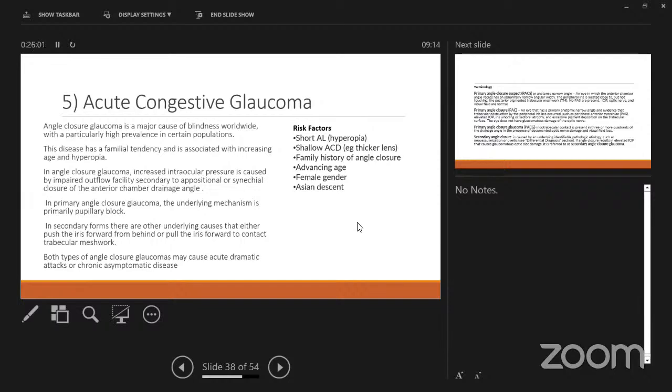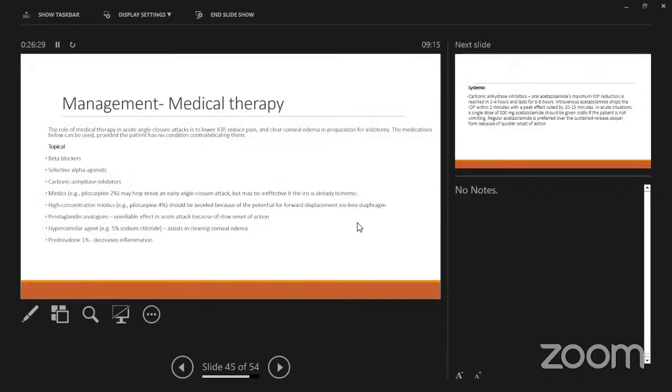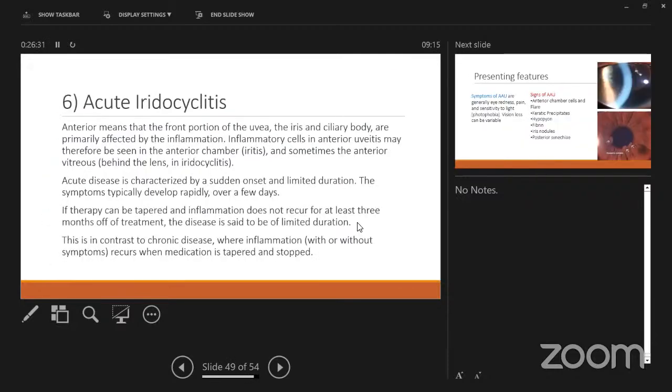Next disease is acute congestive glaucoma, a painful sudden loss of vision. Angle closure glaucoma is a major cause of blindness worldwide. It generally has a familial tendency, associated with increasing age and hyperopia. Risk factors are short axial length, shallow ACD, family history of angle closure, advancing age, and female gender. Acute congestive glaucoma, anyway, we'll cover in the glaucoma part, so you can skip this. I think we already had class on this. Next, acute iridocyclitis.